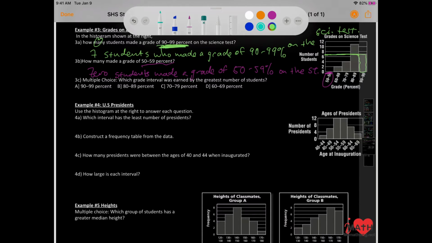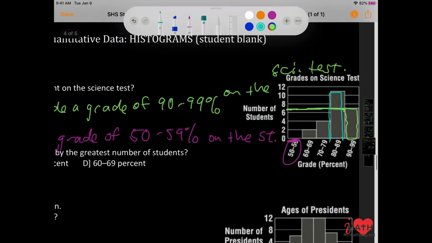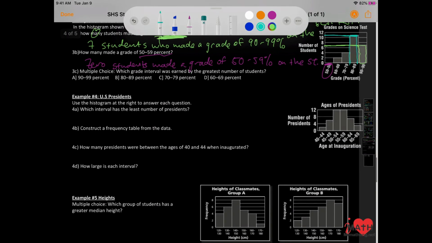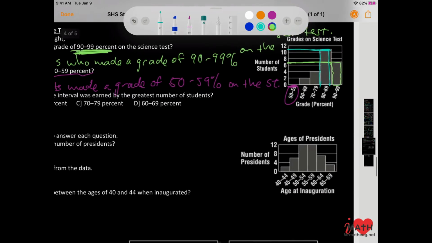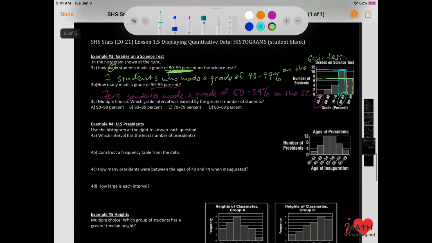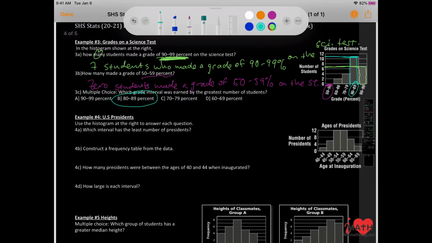Multiple choice. Which grade interval earned by the greatest number of students? So I recognize that this one has the highest, and I'm going to the very top, and so that looks like the answer is 11 students, and because that's the highest, that bin there is 80 to 89, which is choice B.